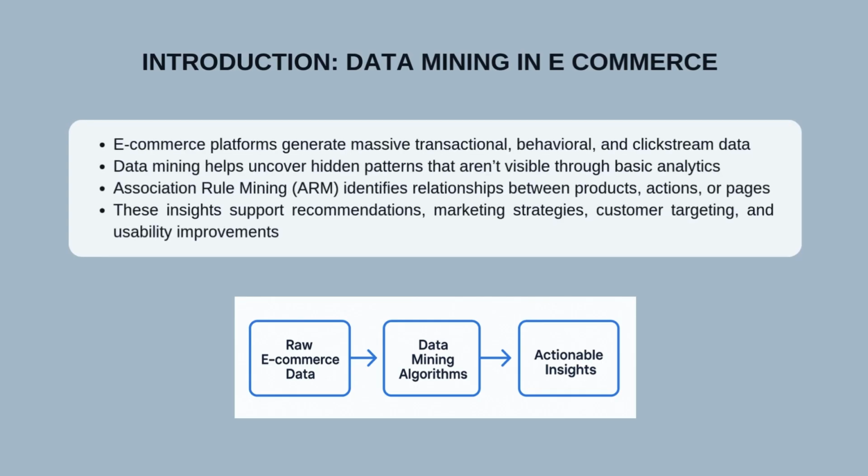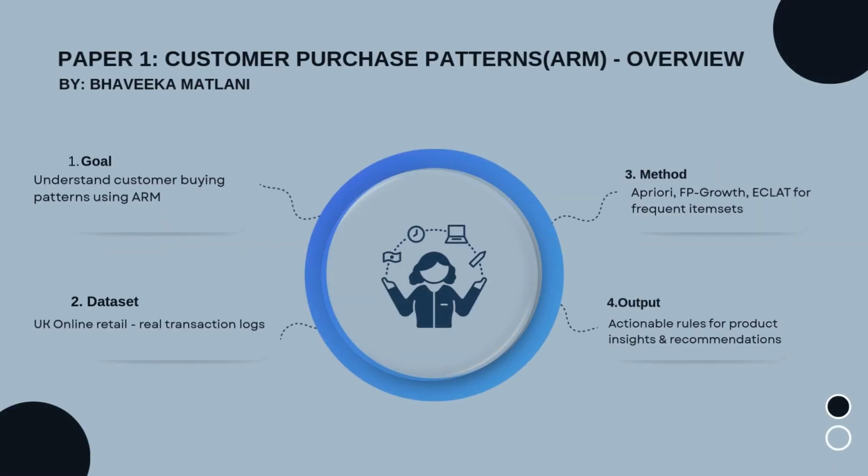So, to start off, our project looks at how different data mining techniques, mainly association rule mining, are used across e-commerce. E-commerce platforms generate massive amounts of transactional and behavioral data, and each paper in our presentation uses ARM in a slightly different way. Whether it's profit-focused mining, fuzzy rule extraction, distributed map reduce models, sequential pattern mining, or applied cases like product purchases and website navigation. Overall, all of these approaches try to uncover hidden patterns that help improve recommendations, marketing decisions, and the overall customer experience.